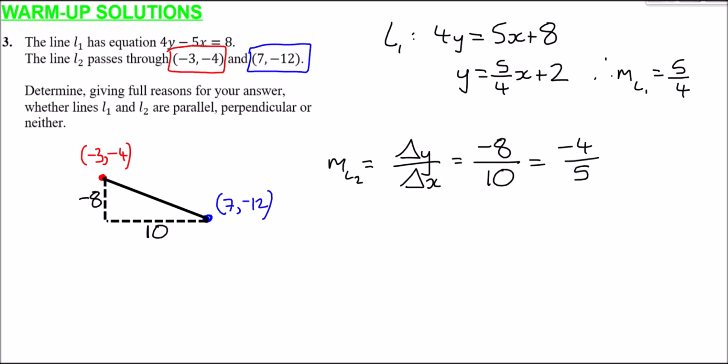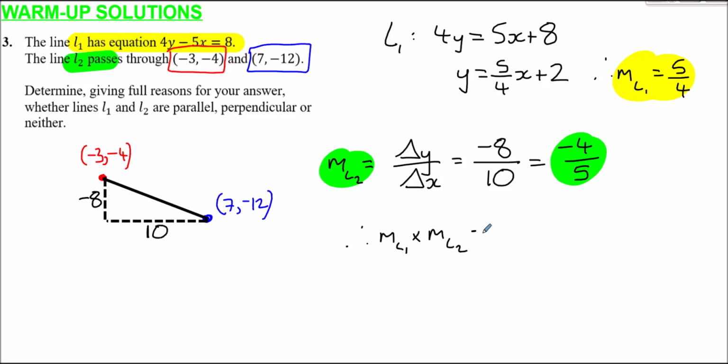So if we compare these two now, L1 has this gradient, L2 has this gradient. And if you notice, one is the negative reciprocal of the other. That's telling us that these two lines must be perpendicular. A nice way to prove that is to prove that the product of the two gradients equals minus 1. So we can say, therefore, the gradient of L1 multiplied by the gradient of L2 is 5/4 multiplied by minus 4/5, which is minus 1. Therefore, L1 and L2 must be perpendicular.